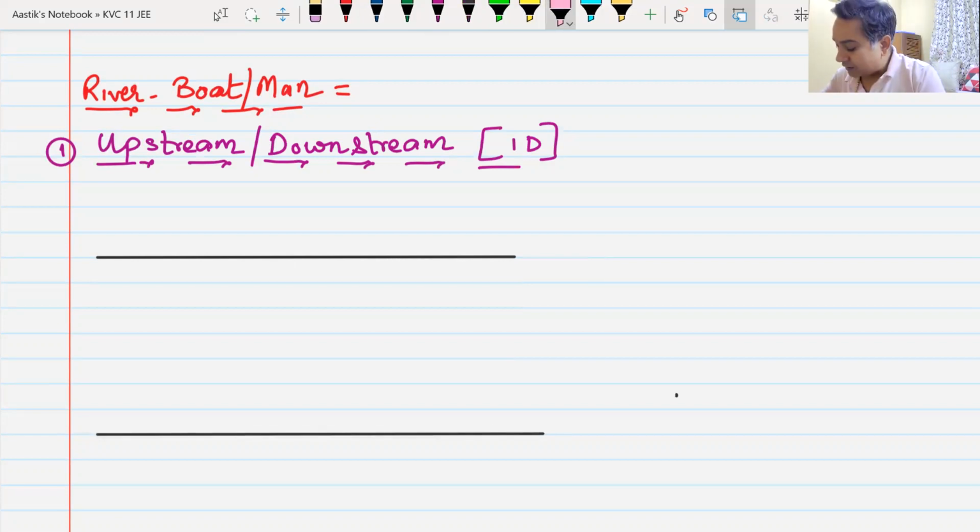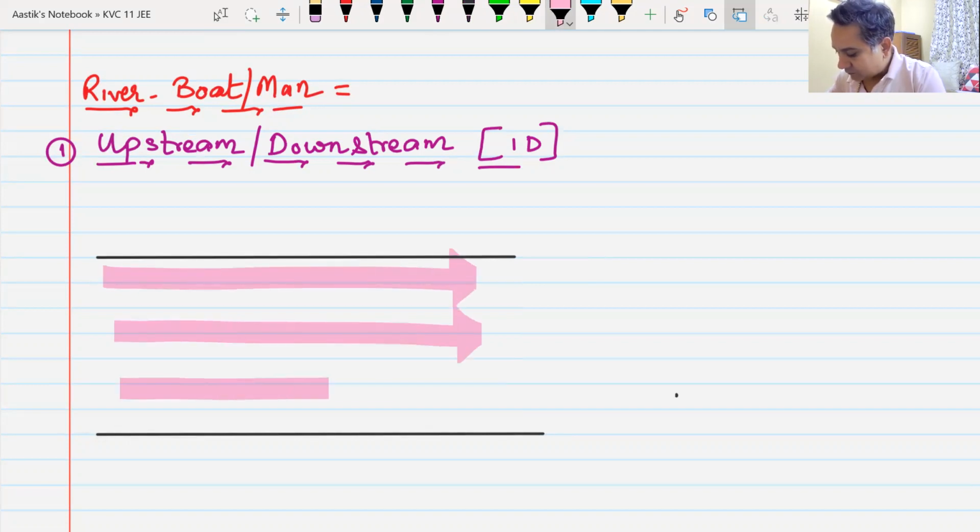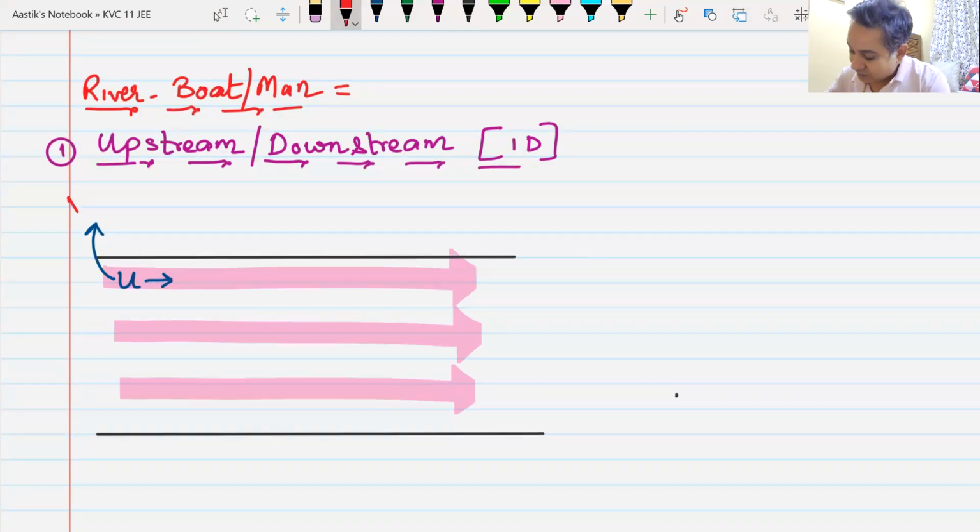Obviously the river would be flowing. So river, let us take flowing in this direction. Normally the velocity of river is given u. Remember this u is the velocity of river with respect to ground or earth. We take it as u.